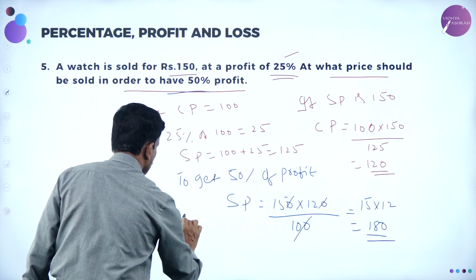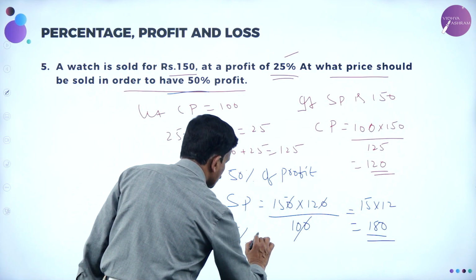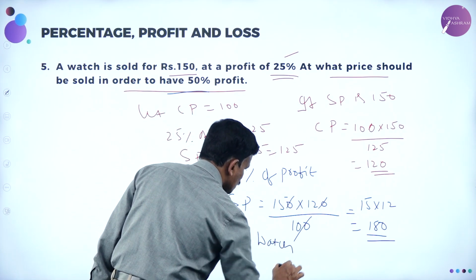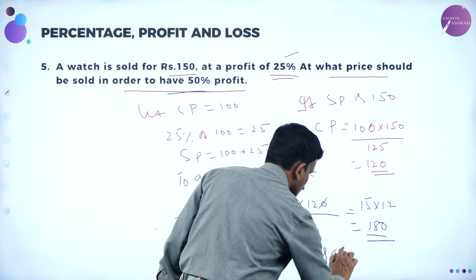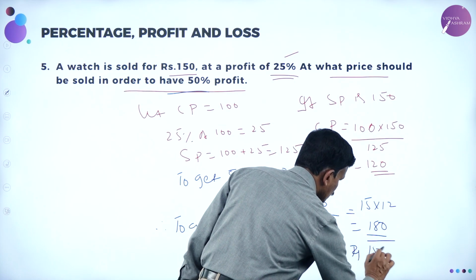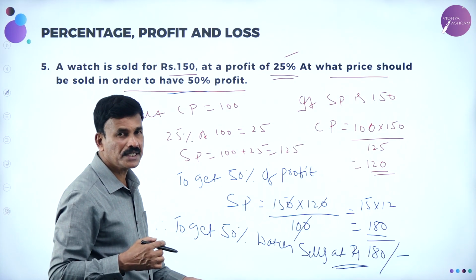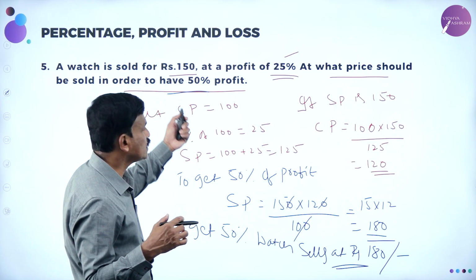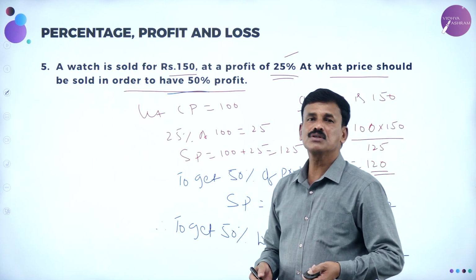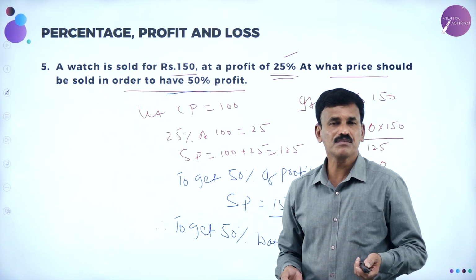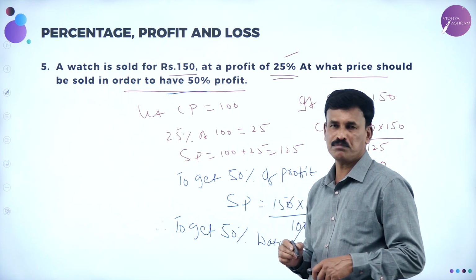profit. So to get 50% profit, he has to sell the watch at rupees 180. If he sells the watch at rupees 180, then he is going to get a profit of 50%. That's it. This is how we are going to calculate percentage of profit, that is, either it may be a loss percentage or a gain percentage.